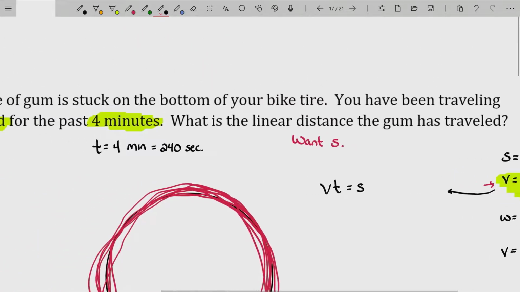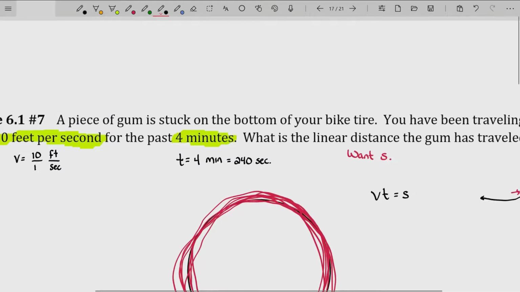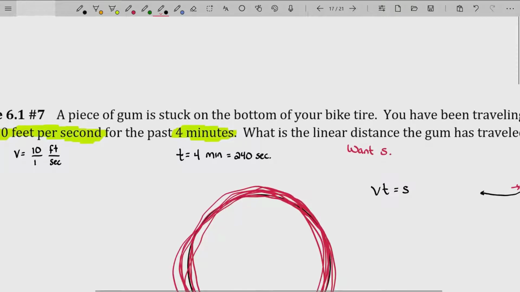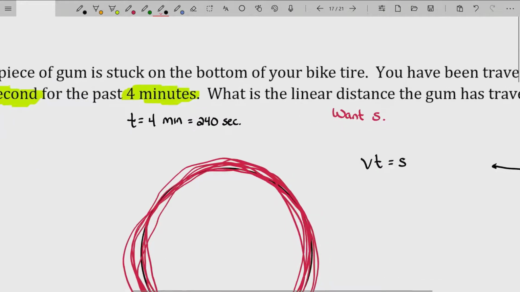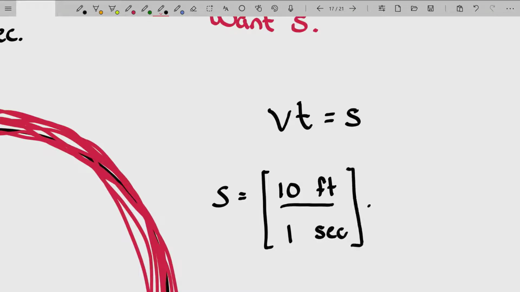Memorize that v is equal to s over t. So we want s, and look what we have. We have v and t ready to be used. So let's go ahead and plug in v, which is 10 feet per second, and t, which is 240 seconds. So s is going to equal v, which is 10 feet per 1 second, times t, which was 240 seconds.